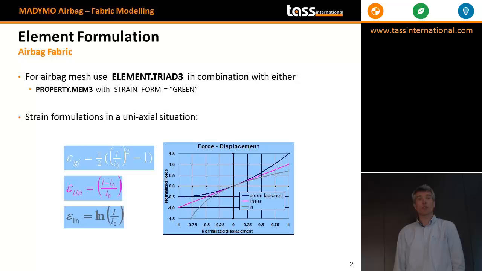For the property of MEM3, it's recommended to use the Green strain formulation. It's an objective formulation by default. It means that the way you number the nodes of the elements is independent. Optionally, you can also use linear strain formulation, but then you have to use the co-rotation objective, because otherwise the node numbering of your elements will affect your results. In the picture here you see three strain formulations. As said, the Green is recommended. It's a bit like an exponential curve. A linear is obvious, straight, and log is like a log.